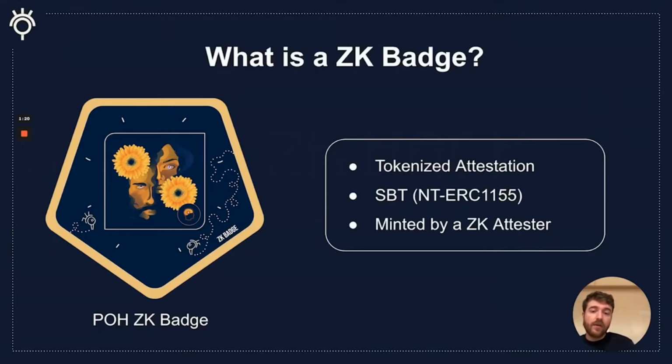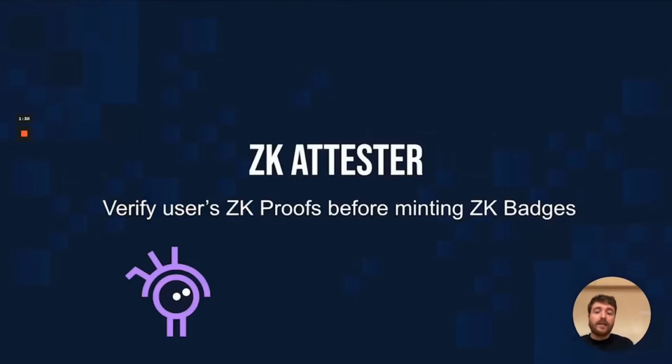The ZK badge is a soulbound token, so it follows the 1155 standard, which is non-transferable, and it's minted by a ZK attester. ZK attesters verify users' ZK proofs before minting the ZK badges. That means you can have many different types of ZK attesters that use different types of ZK proofs. For instance, we could have a ZK scheme that verifies the storage proof of Ethereum directly.